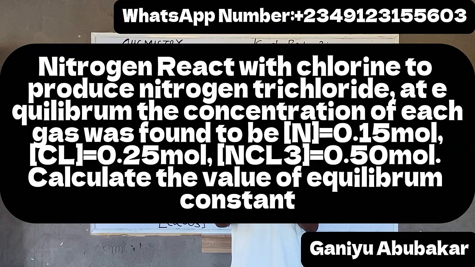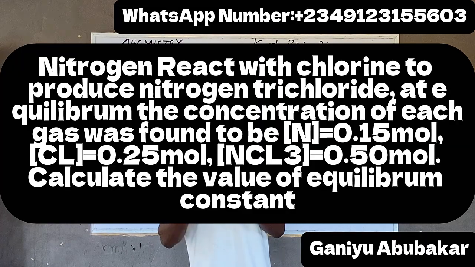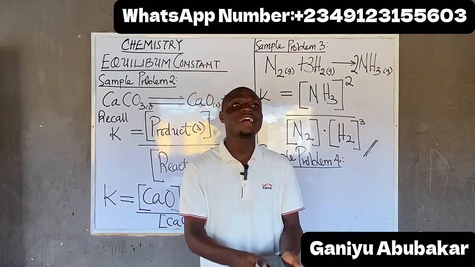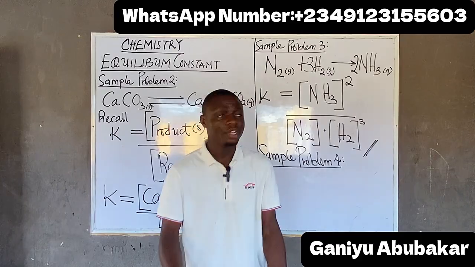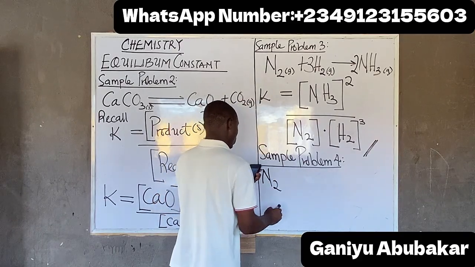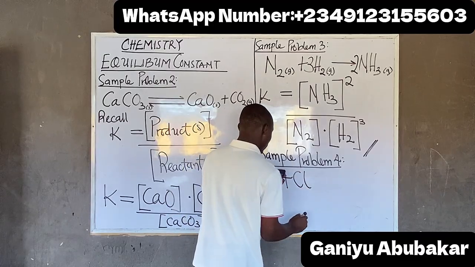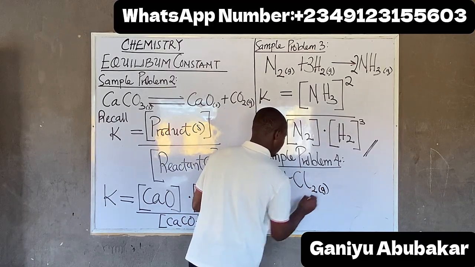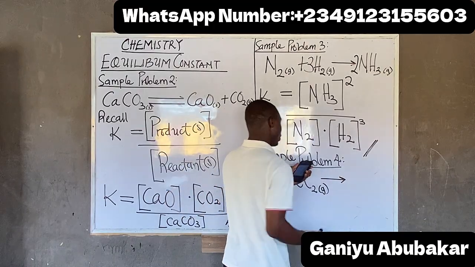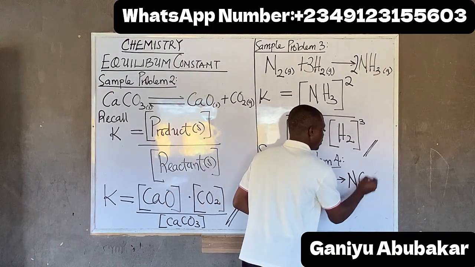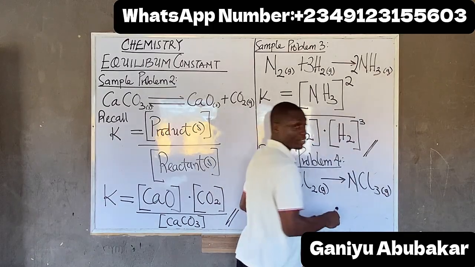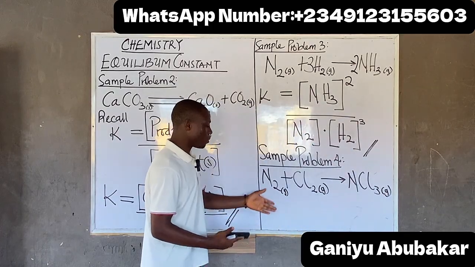Now it says calculate the value of the equilibrium constant. I said again, every question they will attach a chemical equation. In this case here, my chemical equation is given to be N2 plus Cl2 in gaseous state. This undergoes a chemical reaction to give you NCl3. Of course, this also in a gaseous state, right?